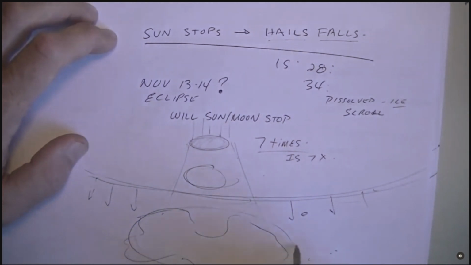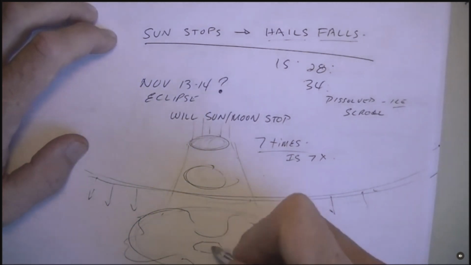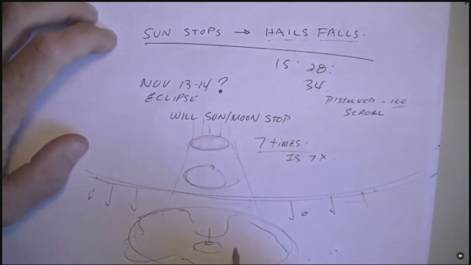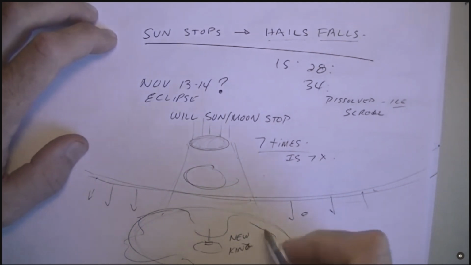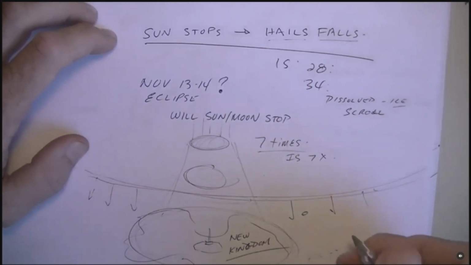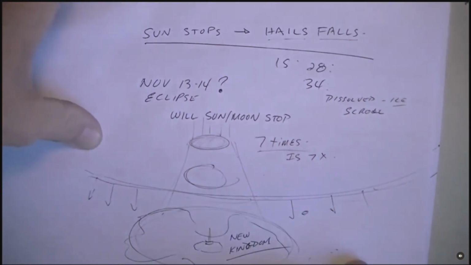So this area would be protected from the moon's shadow, and on Ayers Rock, that's where I'm proposing to build the new Zion, the new Jerusalem. This is where I believe the new kingdom is going to be established. The new kingdom. So we'll see what happens.